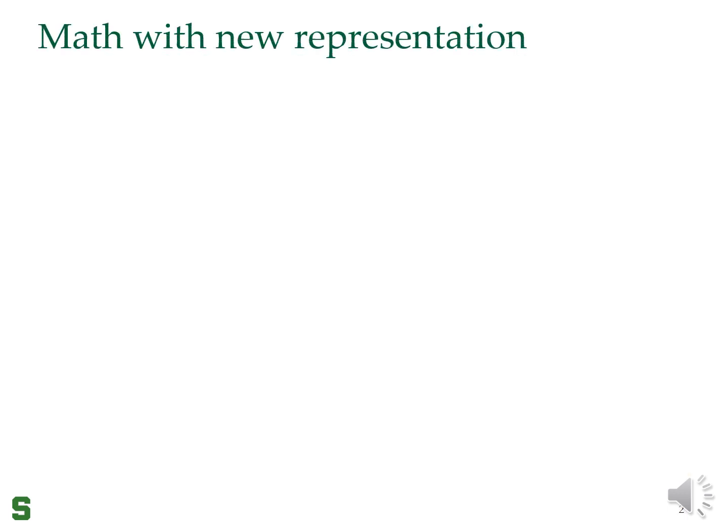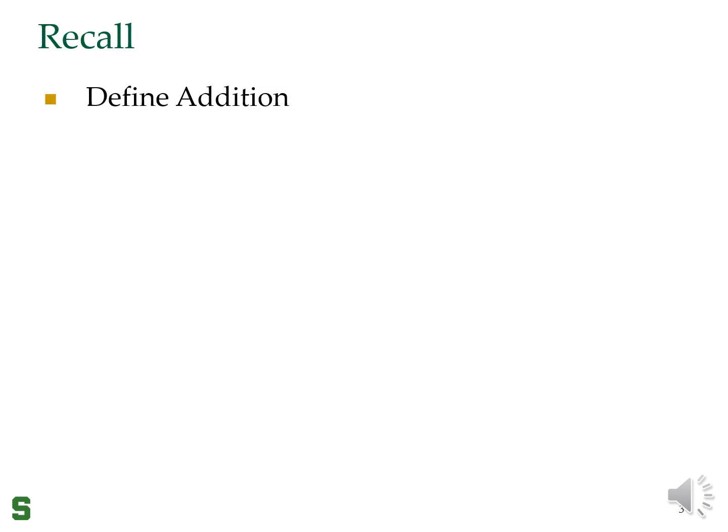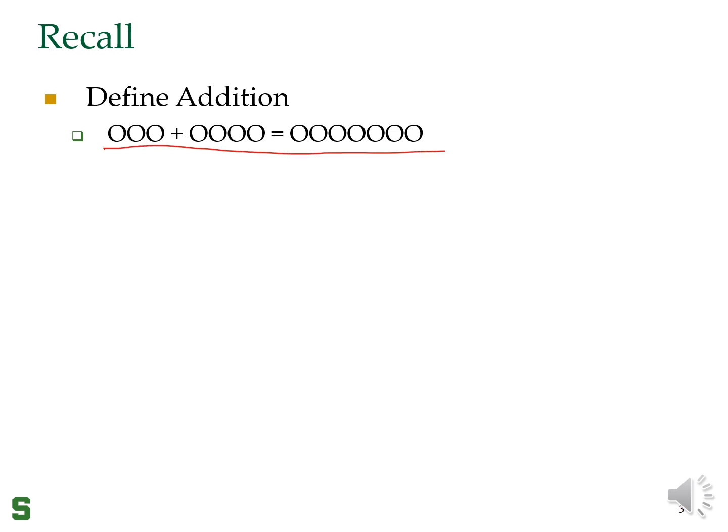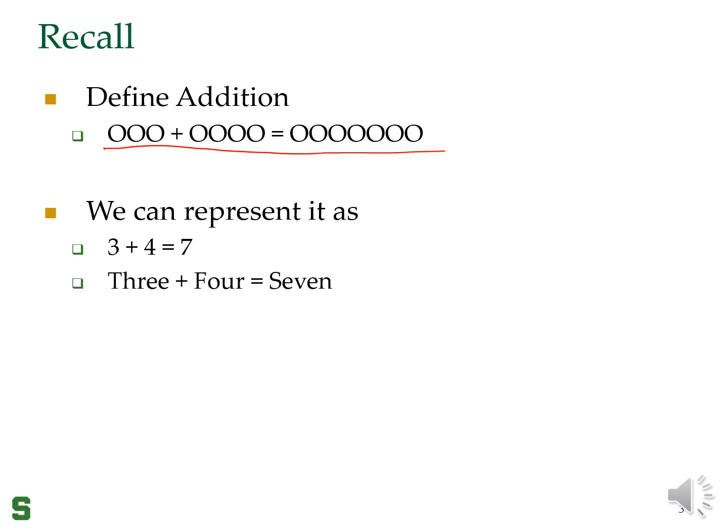Now we have a new representation of numbers, and whatever we can do with numbers, we can do in this new representation as well. So let's try to see one example of it. If I think about addition, the fact of addition is like what is given here. Now we can represent this as 3 plus 4 is equal to 7, and some more ways.